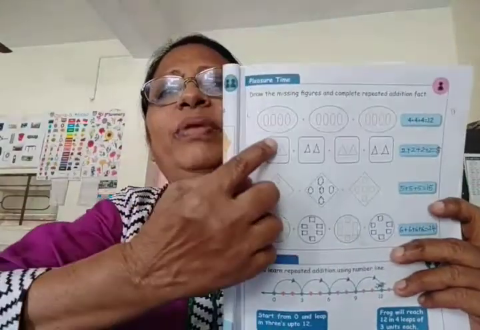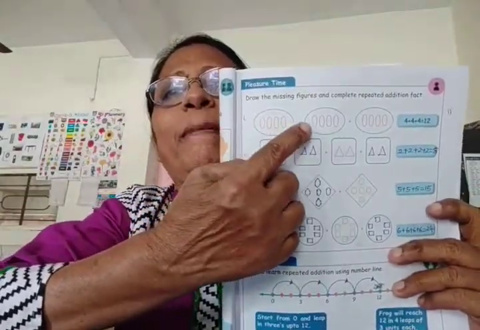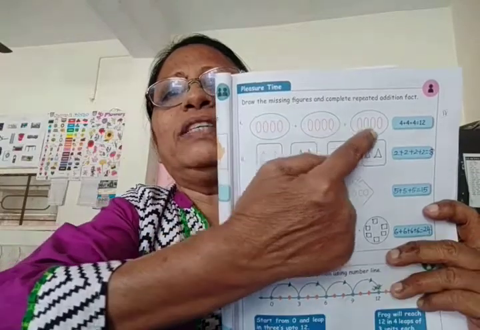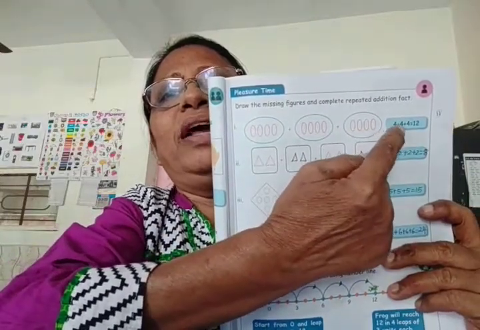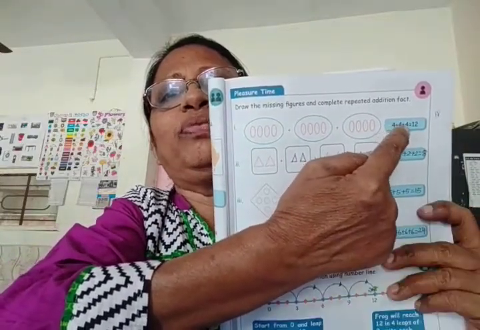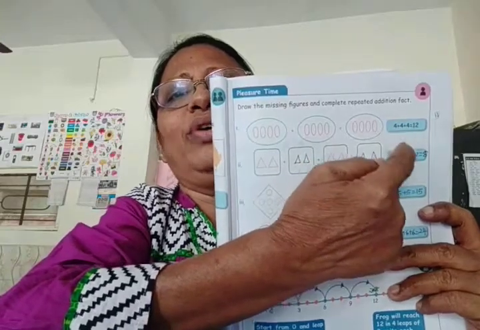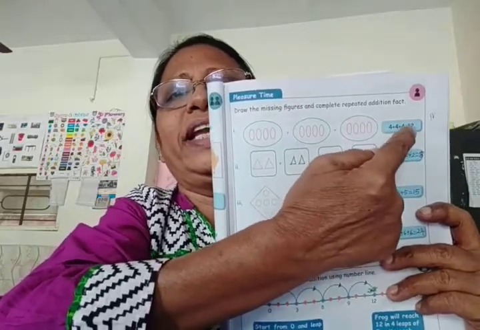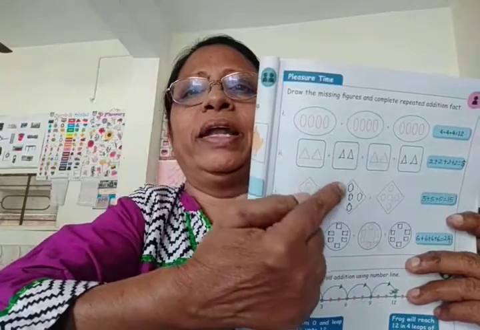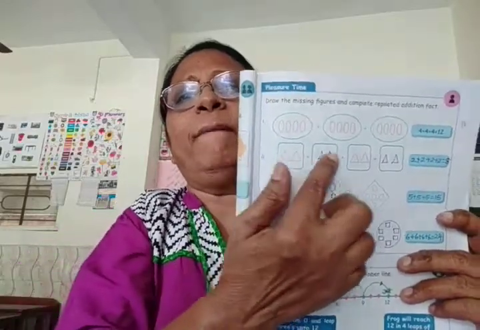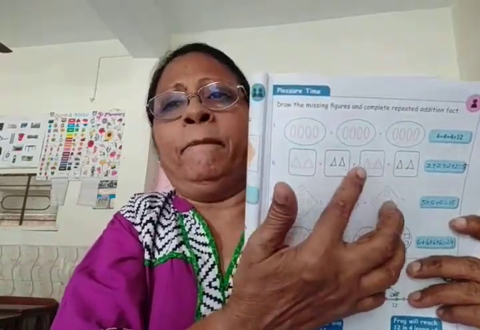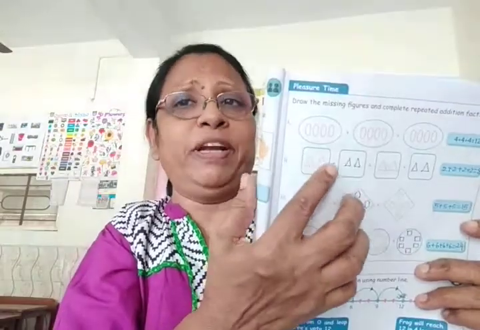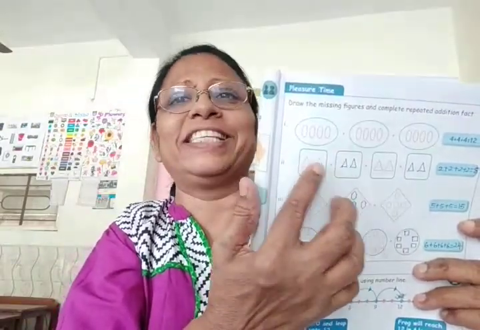Look at that page number 13. Yes, so many others: 1, 2, 3, 4 plus 4 plus 4, and then you have to write here 4 plus 4 plus 4 plus 4, and then you have to count totally together and write the total number. Okay, then if some drawings are missing, you have to complete the drawing and write the answer.